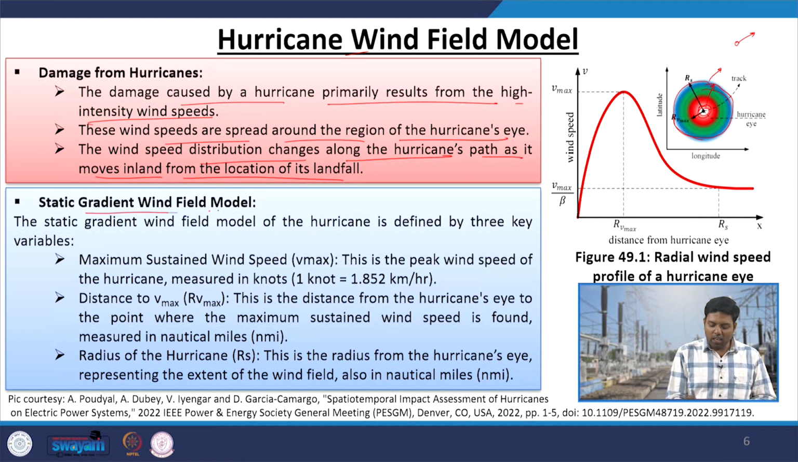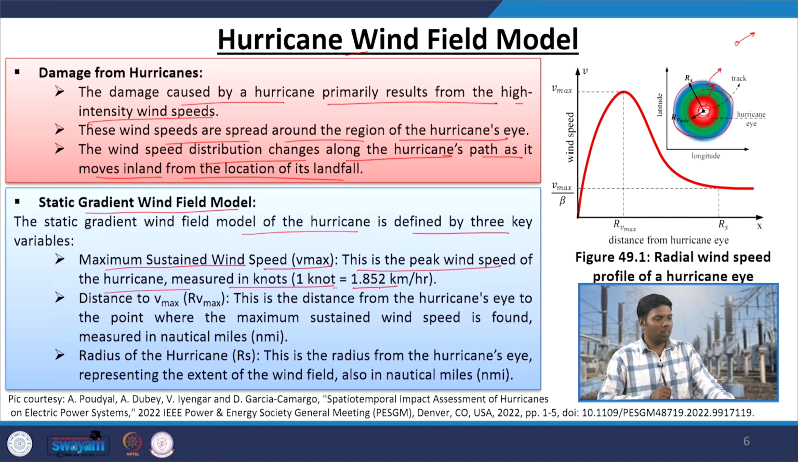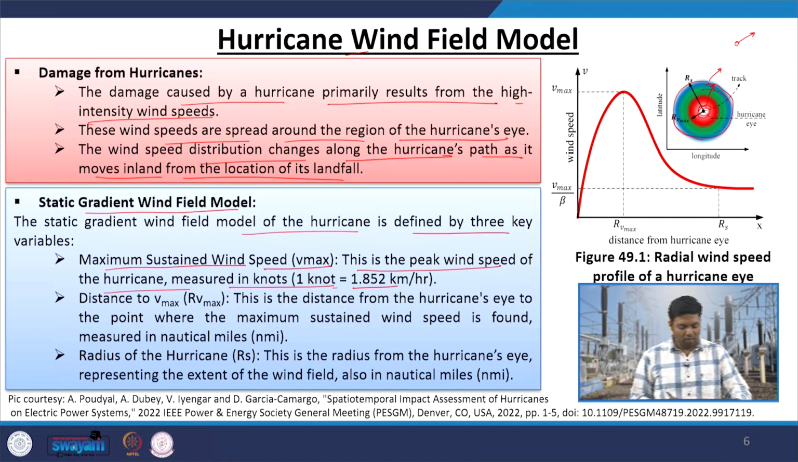So, the static gradient wind field model says, first you have to see a few terms of it. First, maximum sustained wind speed, Vmax. What is that? This is the peak wind speed of the hurricane measured in knots, that is, 1 knot equals 1.852 kilometers per hour, that is nautical miles. So, this is the maximum sustained wind speed. That is the maximum speed that a hurricane has.